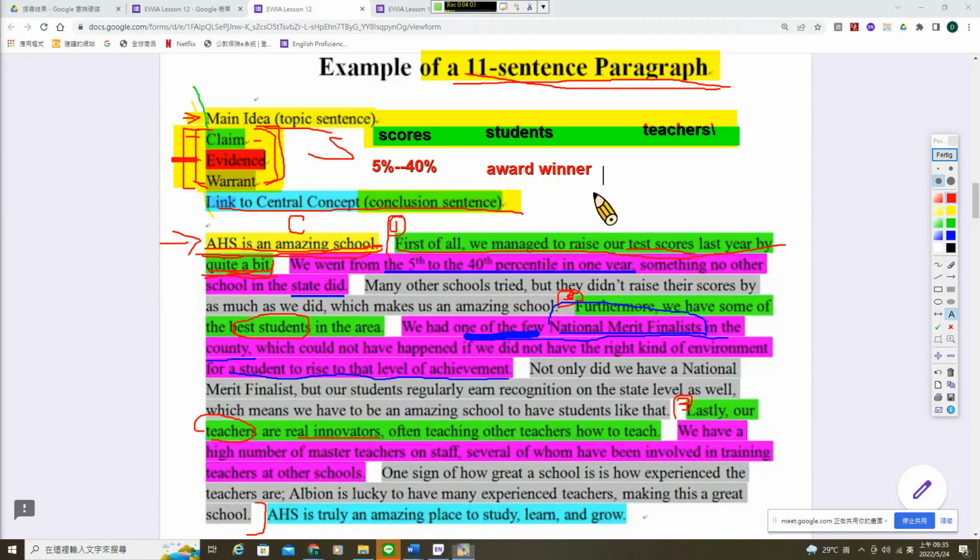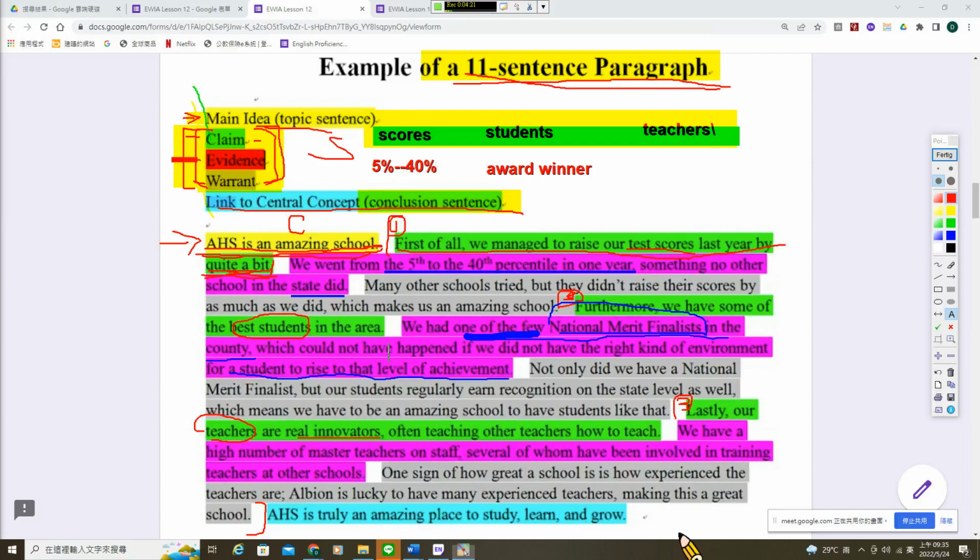Okay, so some of the best students. So this is the evidence to support the claim. We have very good students. We have award winners from the state. And how about number 3? Our teachers are responsible for teaching other teachers. Wow, that's so great, right?